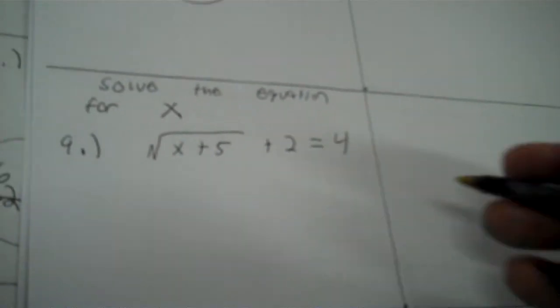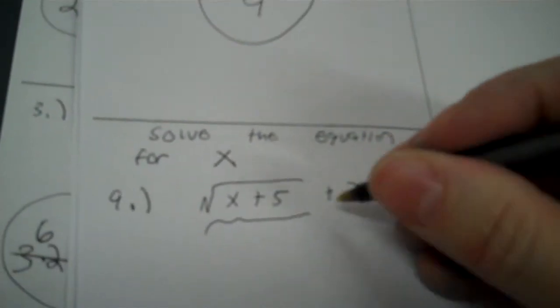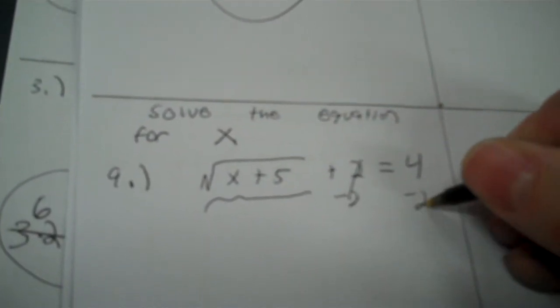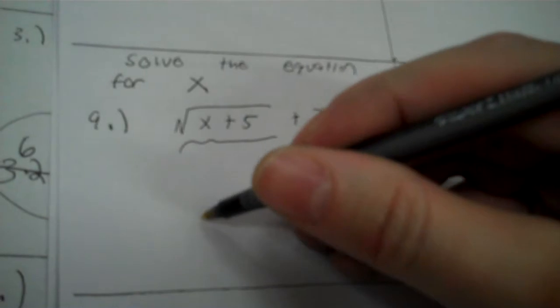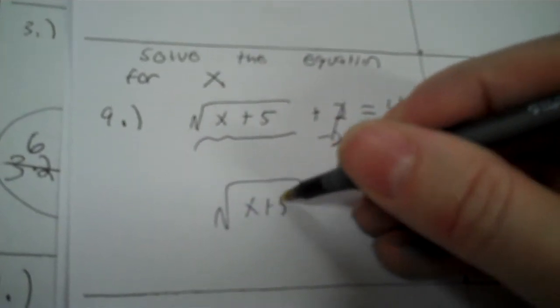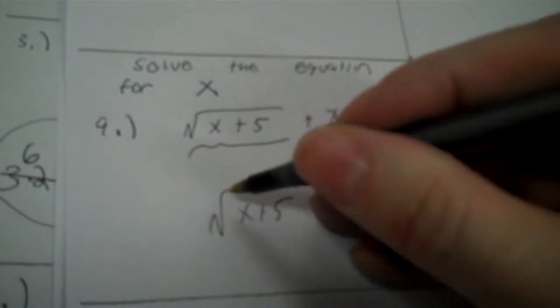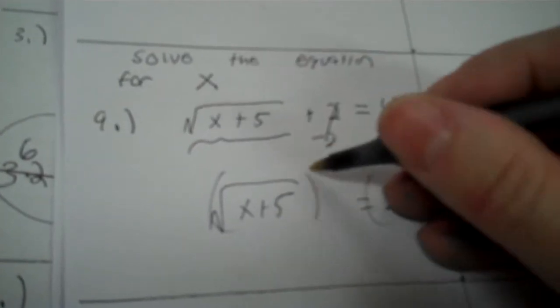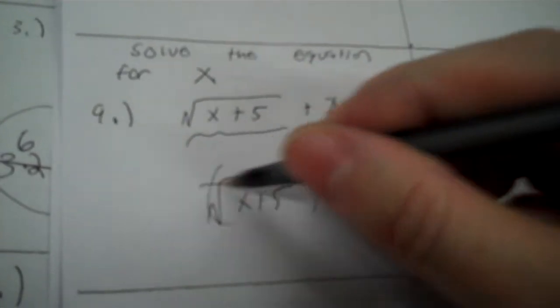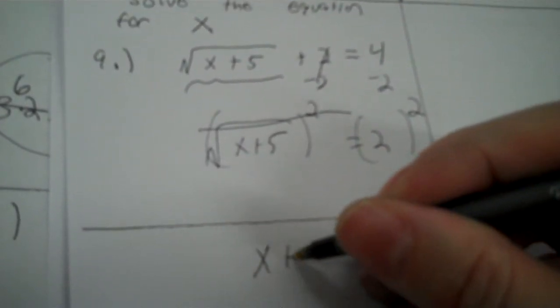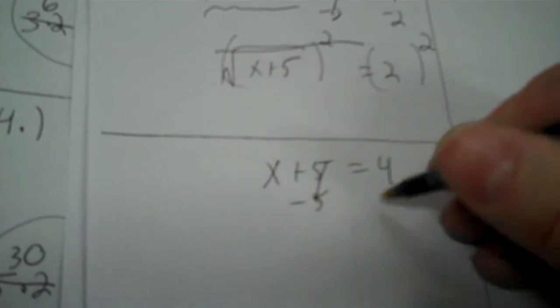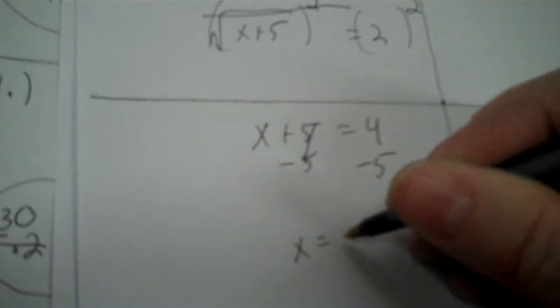Okay, now solving equations for x. Okay, so look at your radical. Outside we've got a plus 2. Well, we're going to have to minus 2 then. That takes me to 2. We have radical x plus 5. So you have to take both sides to the second power to get rid of the radical. 2 to the second is 4. And then we subtract 5 from both sides, and x equals negative 1.